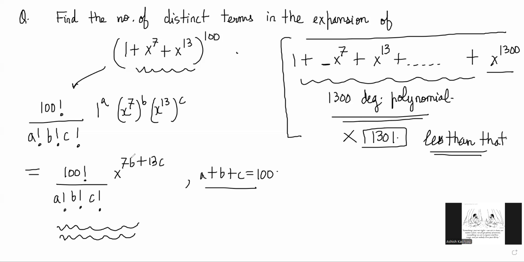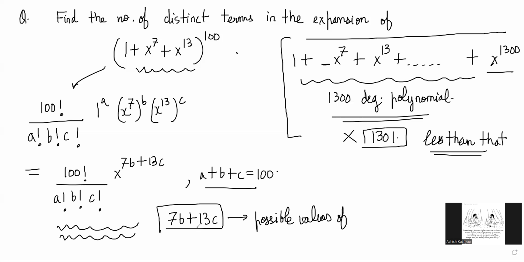We have to find how many such terms are there. Basically, that means we have to find how many different outputs 7b + 13c will take. So what are the possible values of 7b + 13c, when we know that b and c both are between 0 and 100? This is the restriction on b and c. Both are between 0 and 100, right?